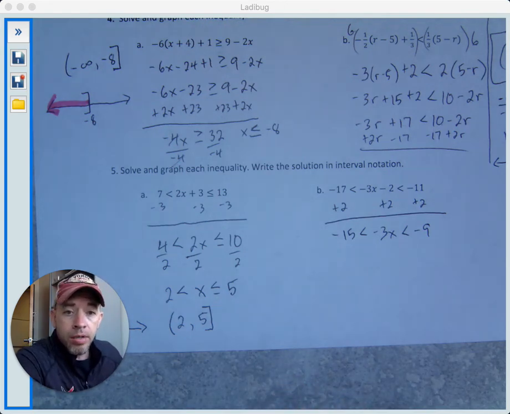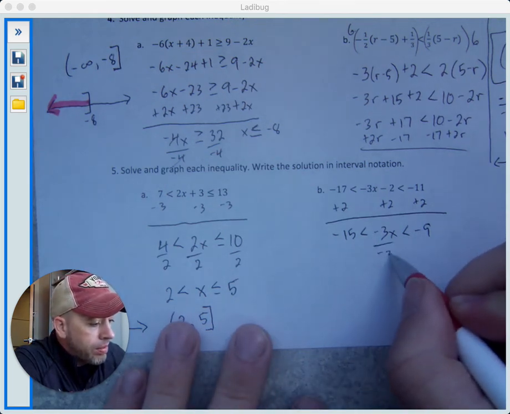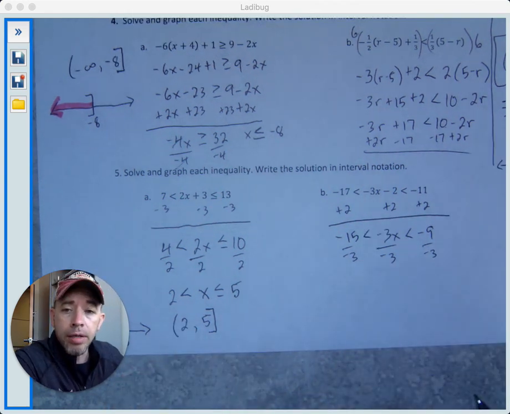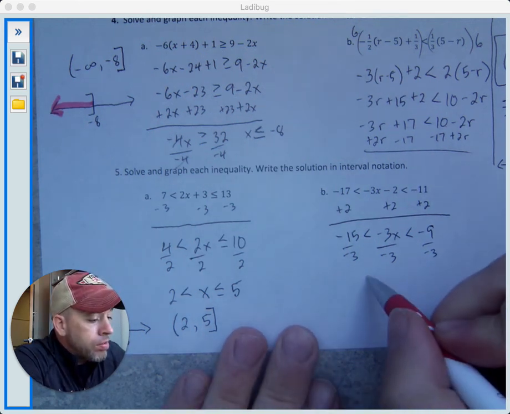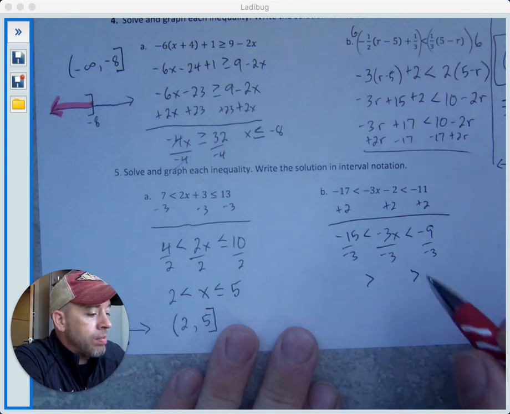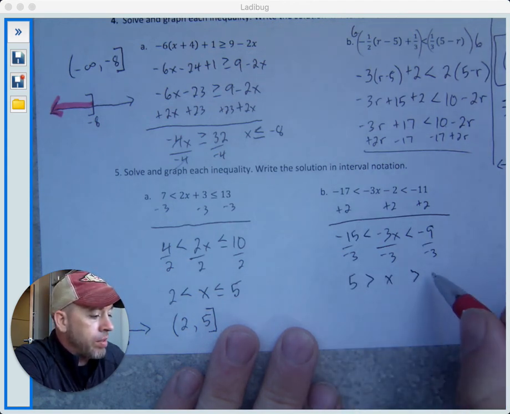Then we need to either divide by negative 3 or multiply by negative 1/3. I'm going to divide by negative 3. When we do that, do we have to flip the inequality signs? Yes, we do, right? We divided by a negative. So change this to greater than, change this to greater than. In the middle we get our x, over here we get a 5, and over here we get a 3.